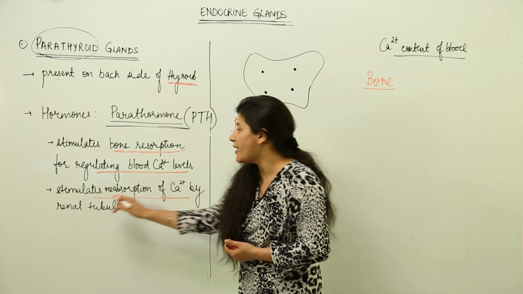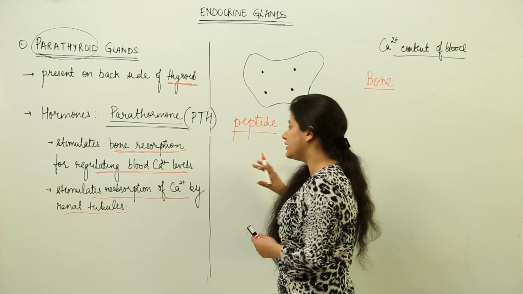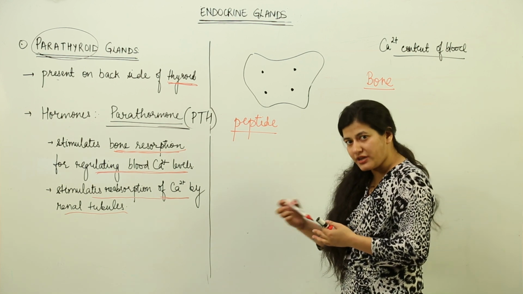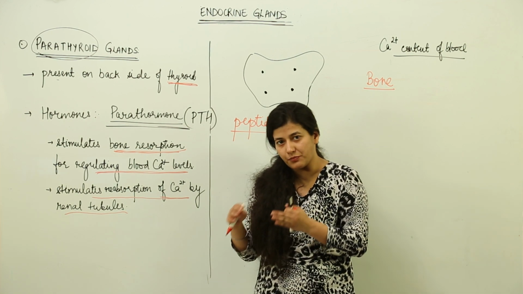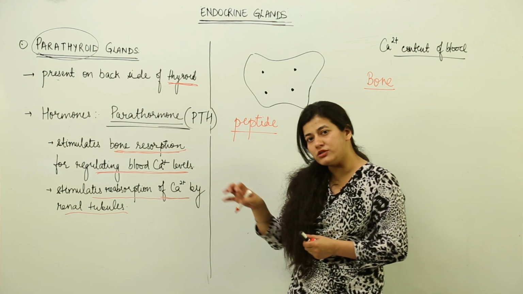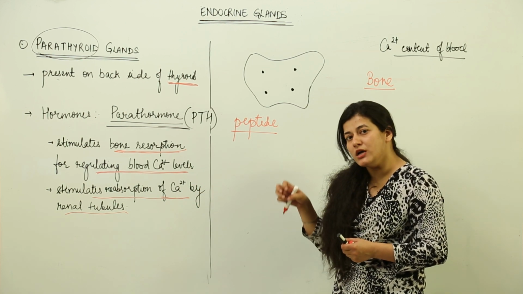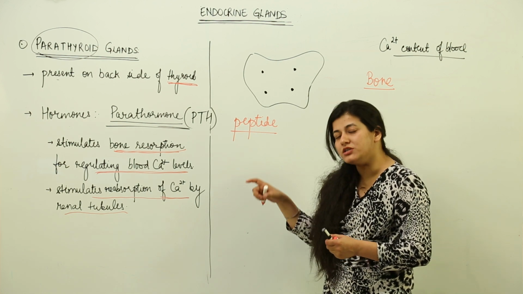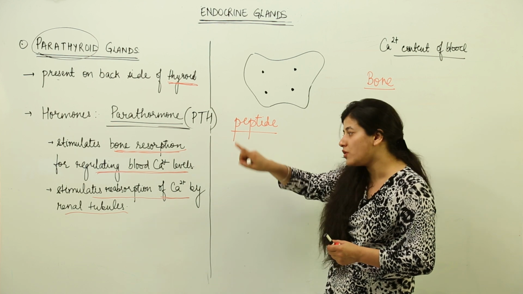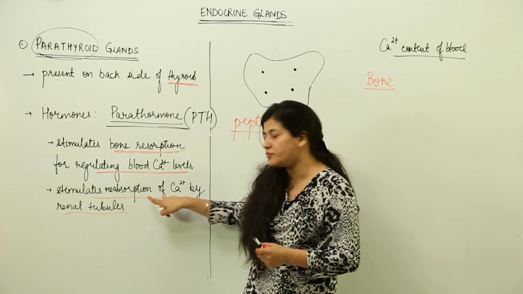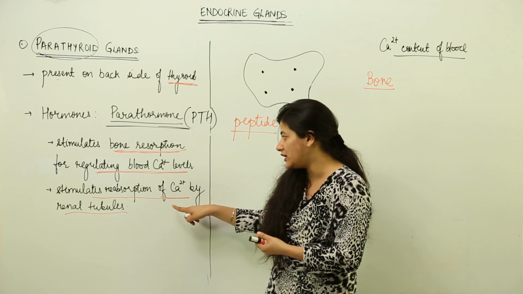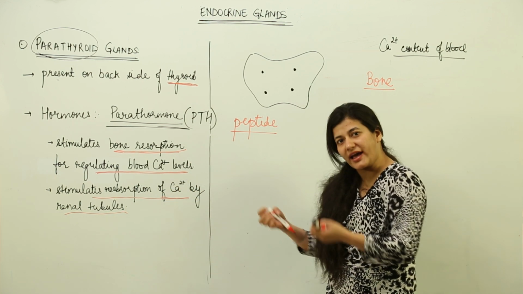It also stimulates the reabsorption of calcium by renal tubules. You know that in our kidney most of the content of the blood is filtered out and then reabsorbed in the PCT and DCT, the proximal convoluted tubule and the distal convoluted tubule. Those tubules are responsible for reabsorption from the filtrate. So if parathormone is released in higher quantities, it enables reabsorption of calcium ions that had gone into the filtrate from the glomerulus, so that the calcium comes back into the blood.